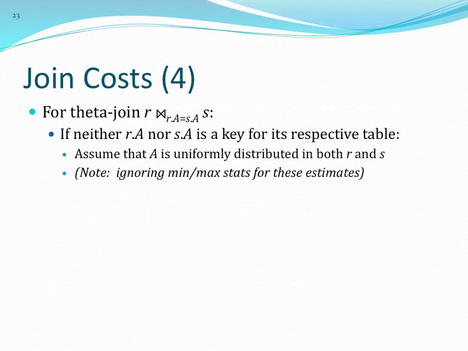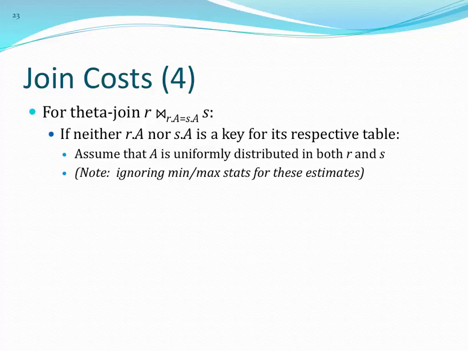Now, let's say that neither r.a nor s.a is a key. This is bad schema design, but we will ignore that problem because databases have to execute bad SQL on bad schemas as well as good SQL on good schemas. So again, we make this assumption that A is uniformly distributed.